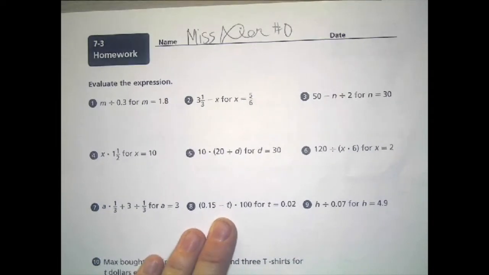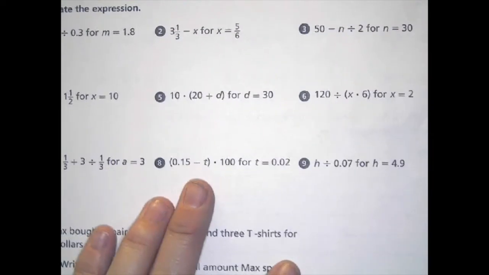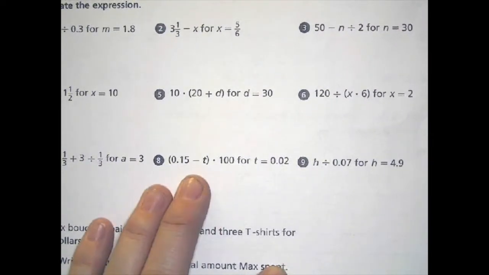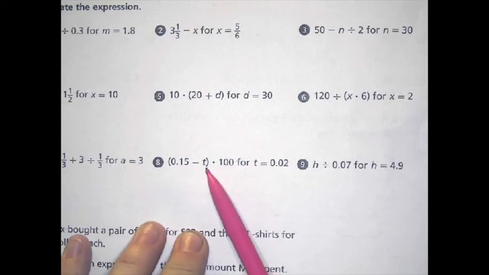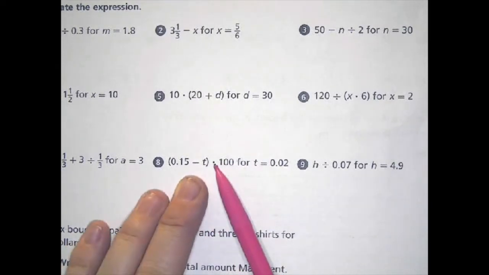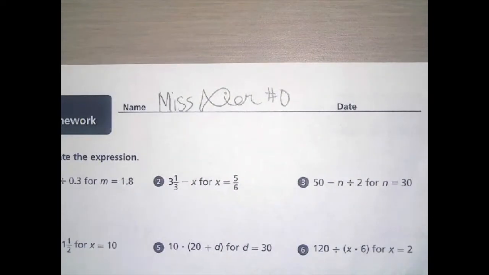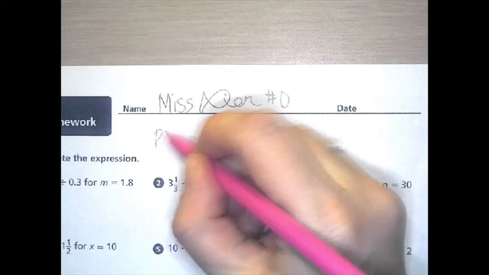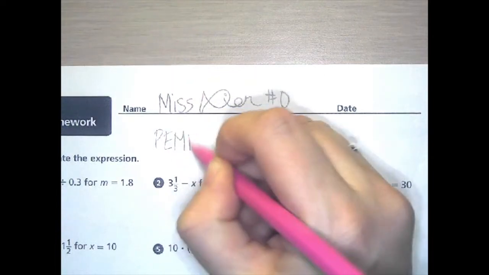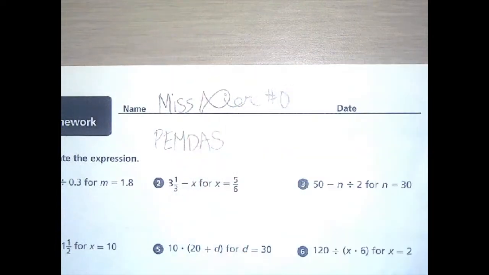All right. Who wants to choose the problem for us? Pick for us which problem you'd like us to do. Number 8. Number 8 it is. I think that's a good call. Okay, everybody focus in on number 8. Number 8 is a PEMDAS problem because I have parentheses, subtraction, and multiplication. So up here at the top of my paper, I'm going to write PEMDAS.